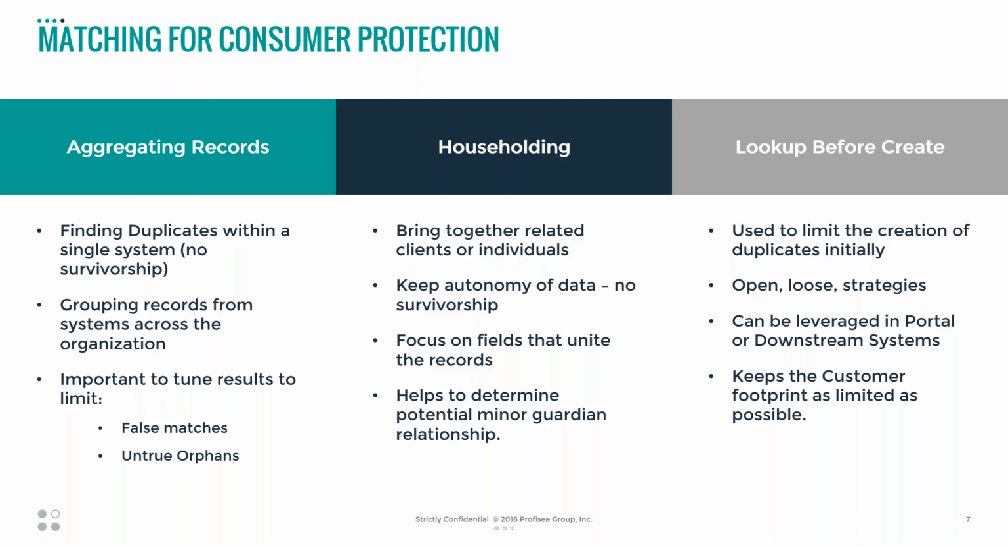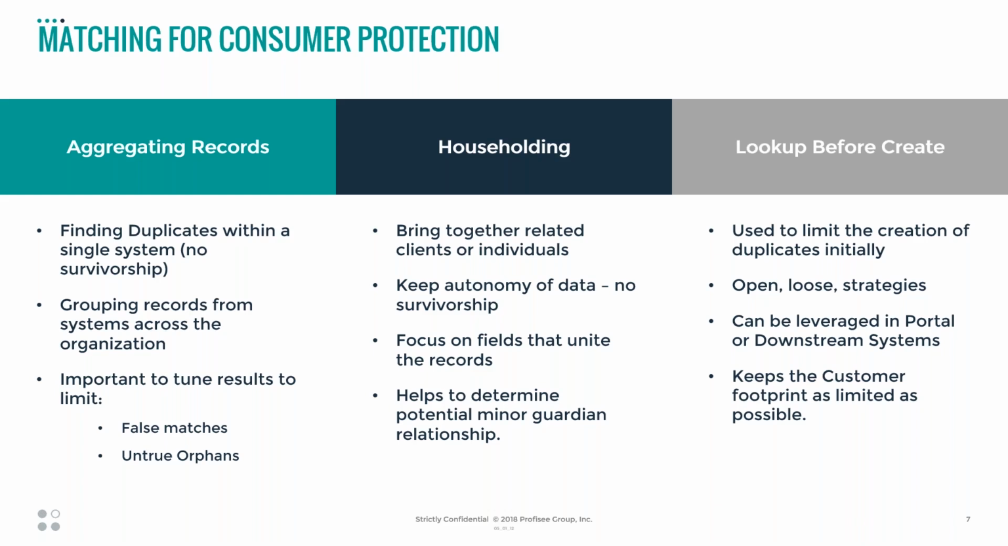Householding, we want to bring together related records. This is very good for minor and guardian relationships, and it's really about focusing on the fields that unite relationships. So this might be about everybody who lives in the same house. This might be parent-son relationships. This might be the same phone numbers or similar phone numbers, that kind of thing. But the idea is with last name, we can build householding strategies that we can provide.